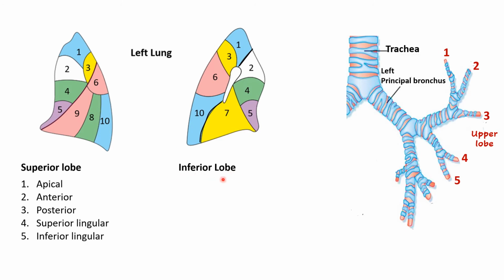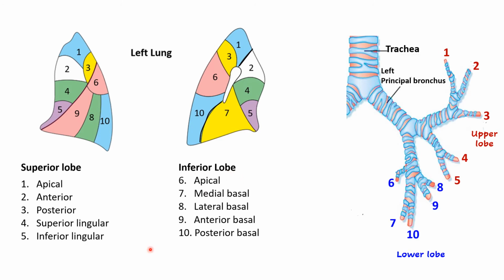Let us look at the bronchopulmonary segments in the inferior lobe or the lower lobe. They are exactly the same as in the right lung. You can see here the number 6, right? The superior most, which you call superior or apical of the lower lobe. And then we have 4 basal: medial basal, anterior basal, lateral basal and posterior basal. So these are the 10 bronchopulmonary segments present in the left lung.